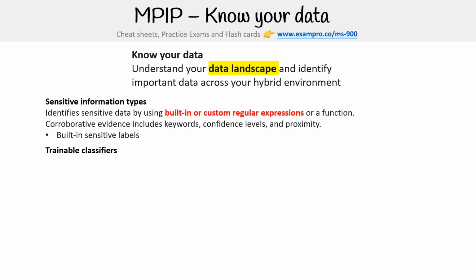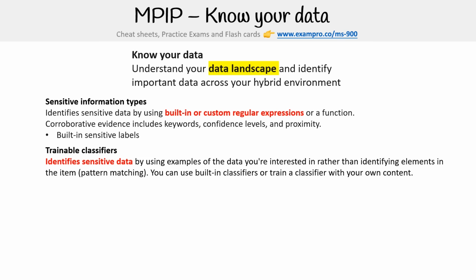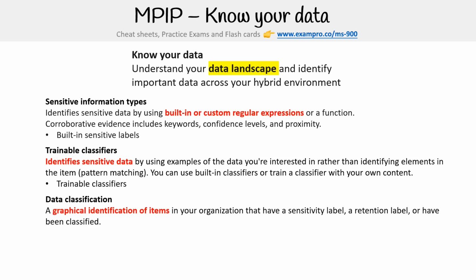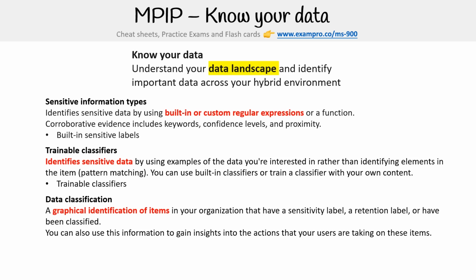Then there's trainable classifiers. This identifies sensitive data by using examples of the data you're interested in rather than identifying elements in the item, so pattern matching, and you can use built-in classifiers or train a classifier with your own content. So you have trainable classifiers here. For data classification, this is a graphical identification of items in your organization that have a sensitive label, a retention label, or have been classified. You can also use this information to gain insights into the actions that your users are taking on these items. So that's the Content Explorer and the Activity Explorer.